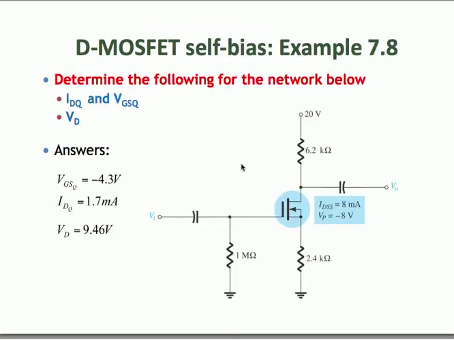Okay, let's try a simple example of a D-MOSFET with a self-biased circuit. You are given a D-MOSFET, and the parameters IDSS and pinch-off voltage are given. You are asked to determine the values of drain current, gate-source voltage, and drain voltage at the Q point, and the answers are given here.